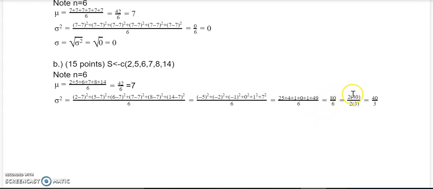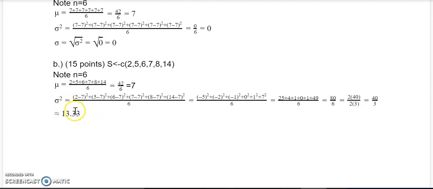80 can be written as 2 times 40. 6 you can write as 2 times 3. You can cross off those 2s. So it becomes 40 over 3. And if you put 40 over 3 in your calculator, you can check it's roughly equal to 13.33 over here. Okay, so this is my sigma squared.